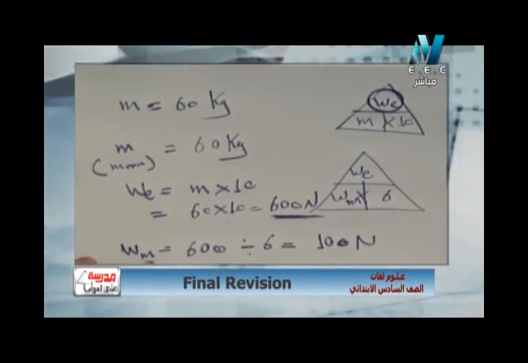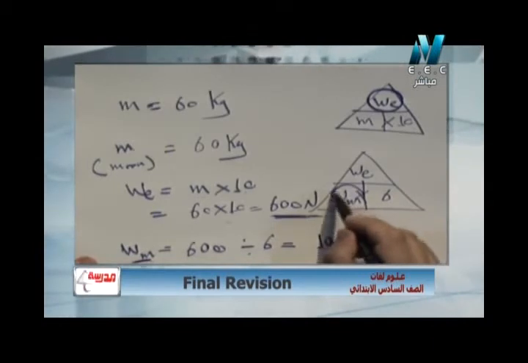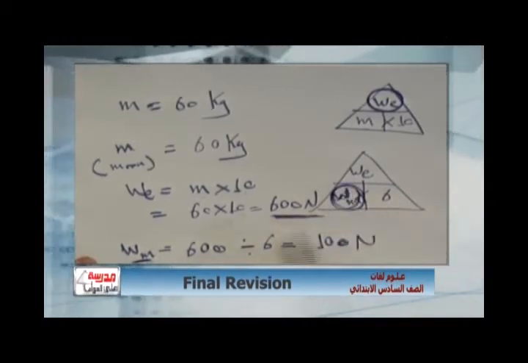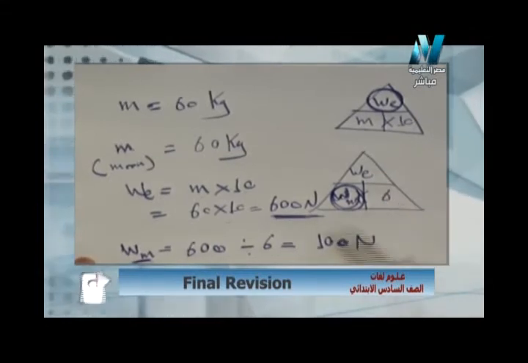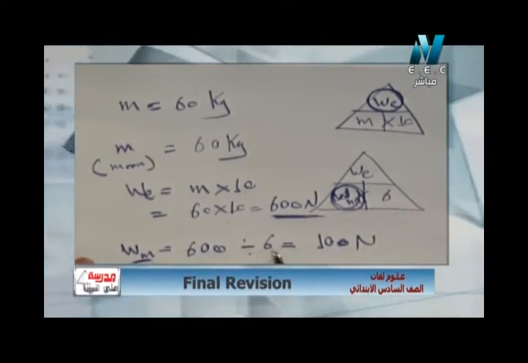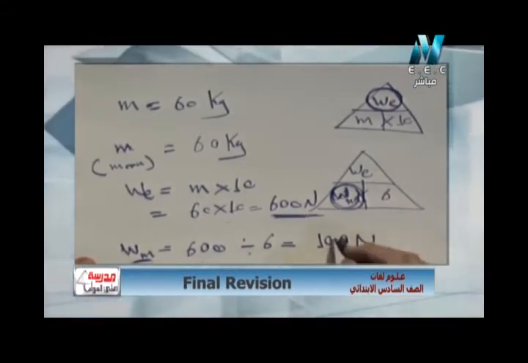So what about weight on the moon? Weight on the moon, I will use the second triangle. It will be weight on the earth divided by 6. So it will be 600 divided by 6 equals 100, also Newton.